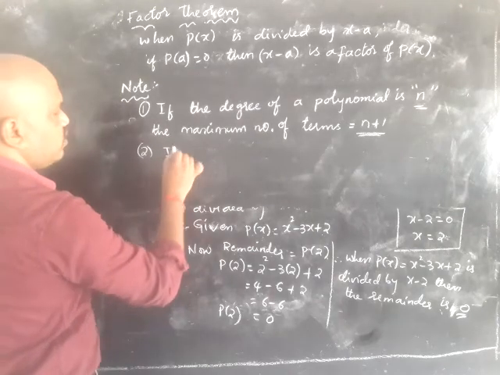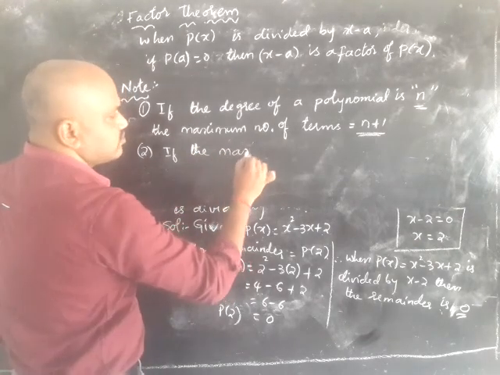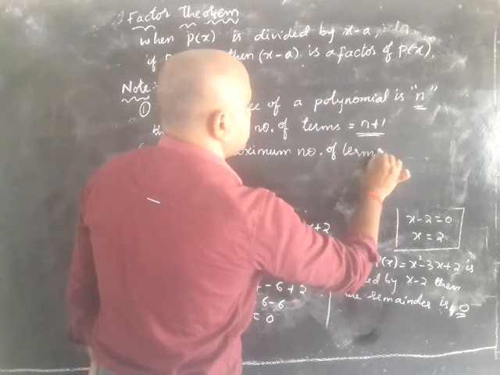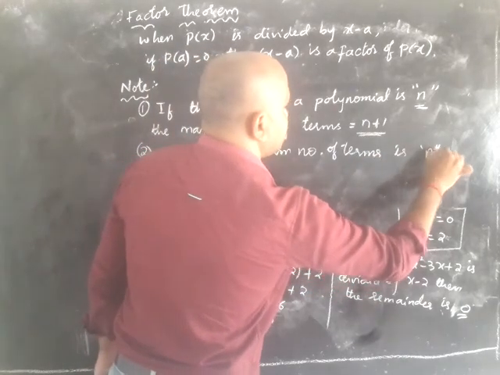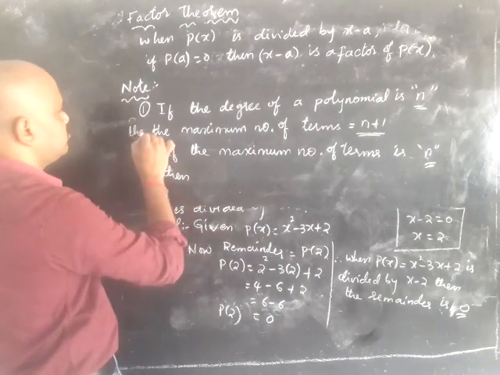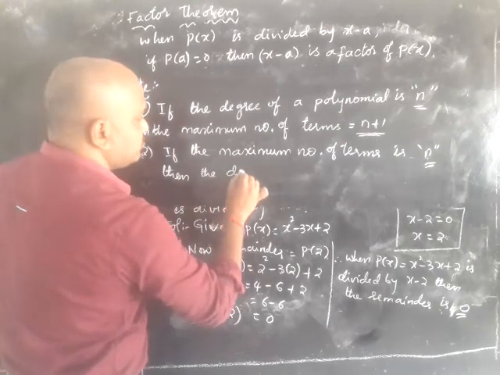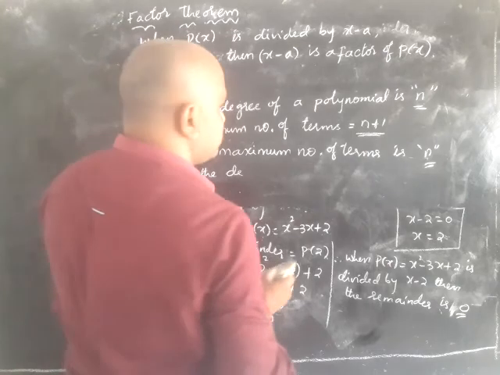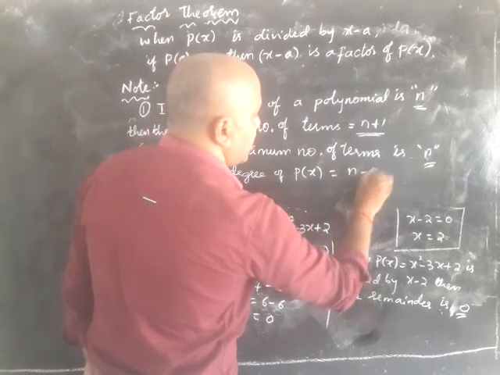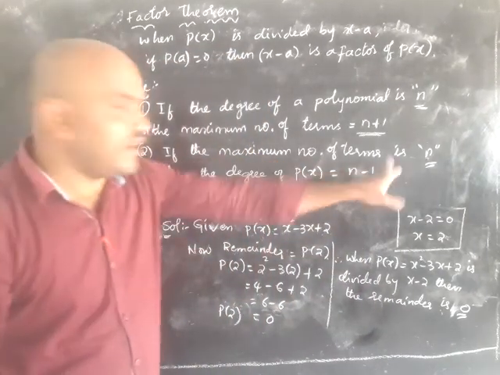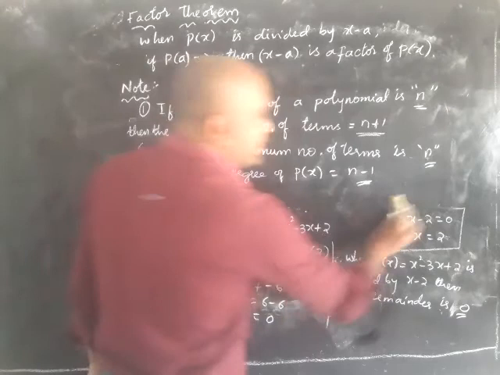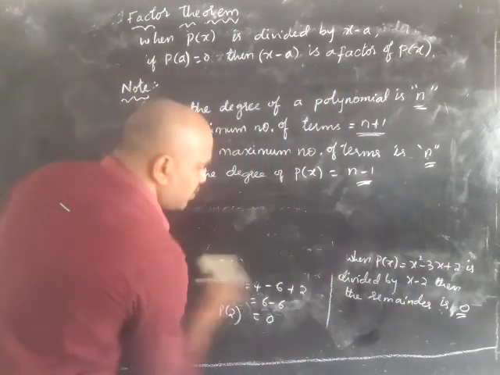If the maximum number of terms is n, then the degree of the polynomial P of x will be n minus 1. If the maximum number of terms in a polynomial is n, then the degree of the polynomial P of x will be equal to n minus 1. So the degree will be 1 less than the maximum number of terms.